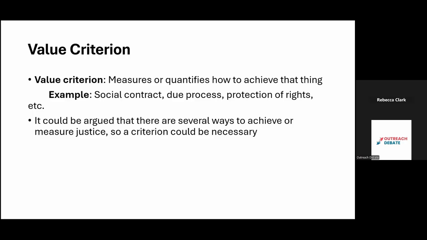So yeah, it could be argued that there are several ways to measure justice, so a criterion could be necessary to defending that maybe you achieve justice better than your opponents. Because you could be in a round where both sides agree that the value should be morality, or the value should be justice, or the value should be health, or some form of well-being. And maybe both teams, in some way, shape, or form, do achieve this value. So you just need to be ready to argue why one way of achieving the value is more effective than another. AKA, you need to be arguing which value criterion is the best.